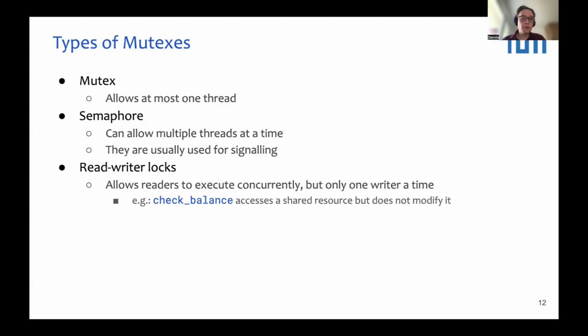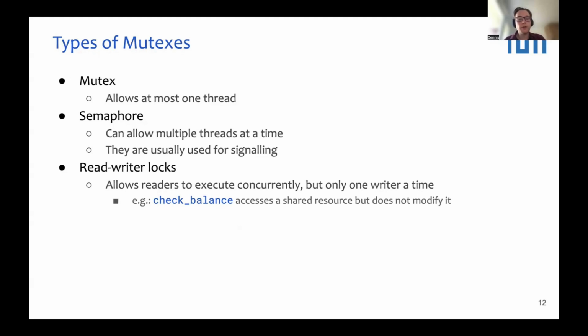So there are various types of mutexes. Well, on the previous slide, you saw a mutex that allows at most one thread to access the shared resource at any given time. Then there are also semaphores, which actually can allow multiple threads to access the shared region at a time, however, still up to a limit. So you can say, hey, at most 5 threads can access the shared resource, but no more than 5.